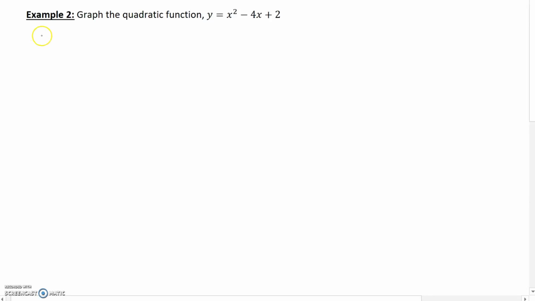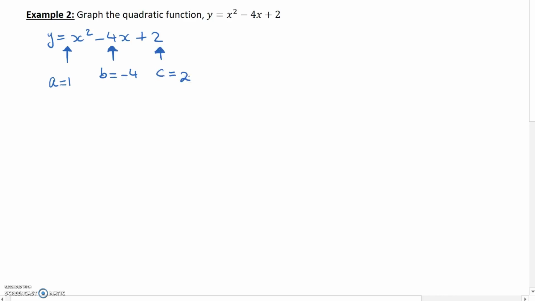So this is a quadratic equation. It's y is equal to x squared minus 4x plus 2. And we'll have seen from the last example in class that we have a equal to 1, b equal to negative 4, and c equal to 2. Okay.